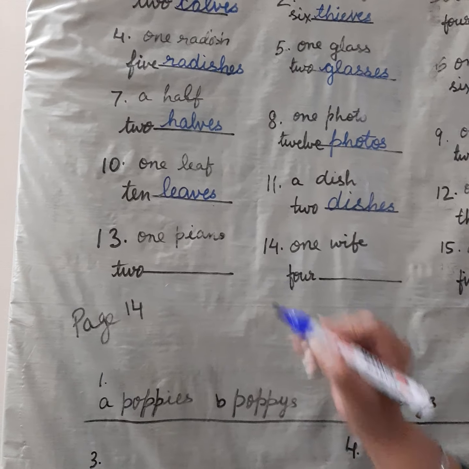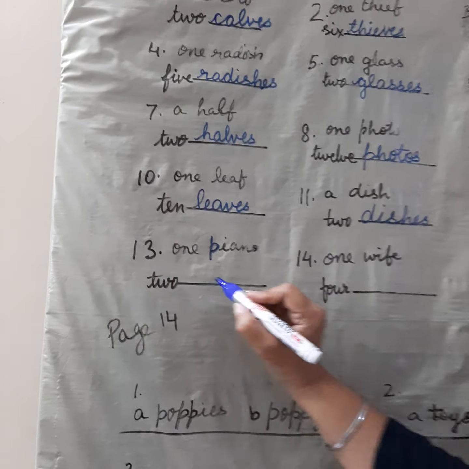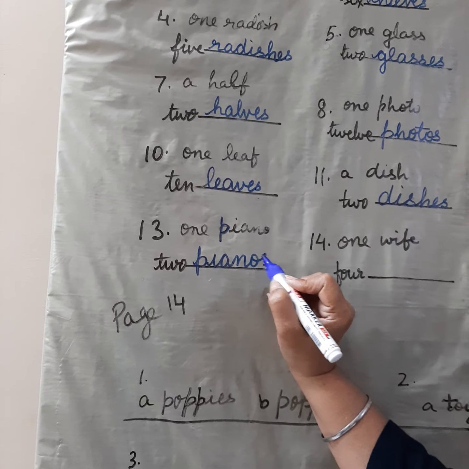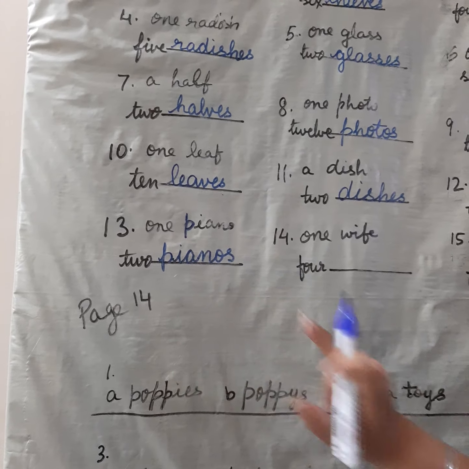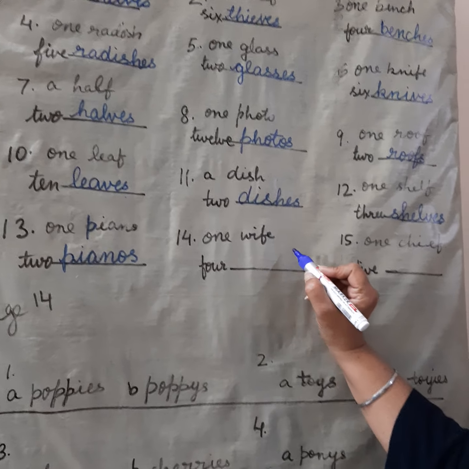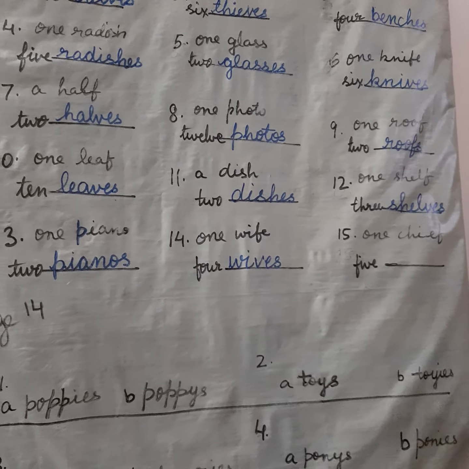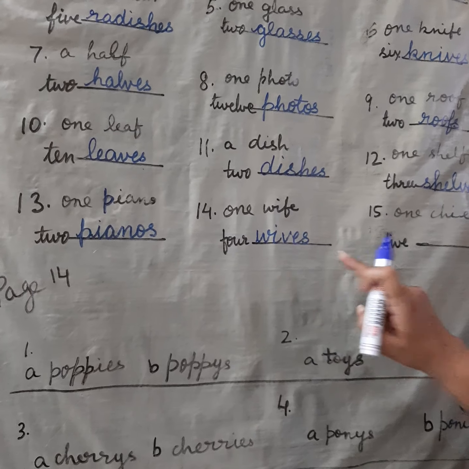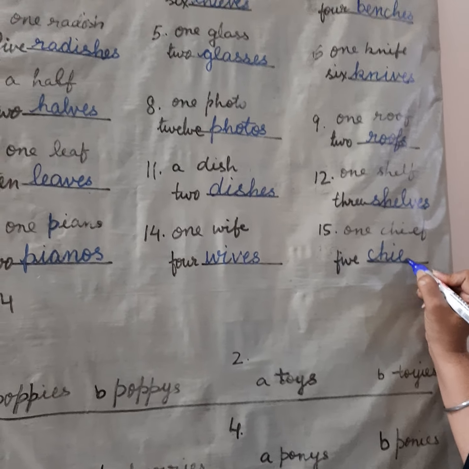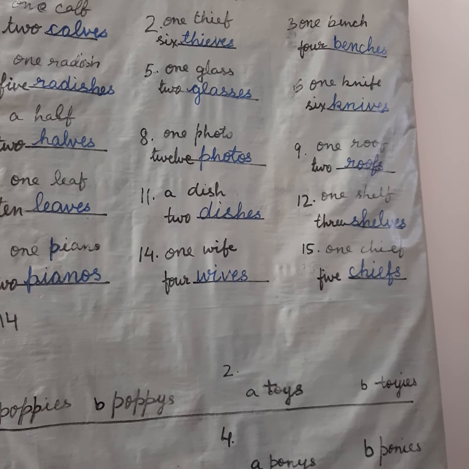Now one piano. To make it plural, we will just add S to it. So pianos. The plural of piano is pianos. One wife, four wives. We will replace this FE with VES. Now one chief and five chiefs. We will not replace this F.